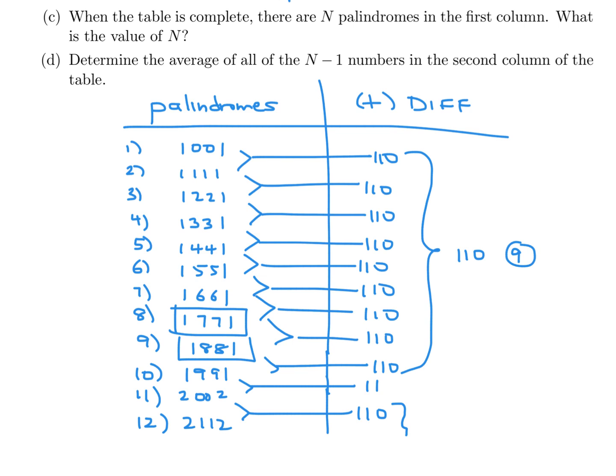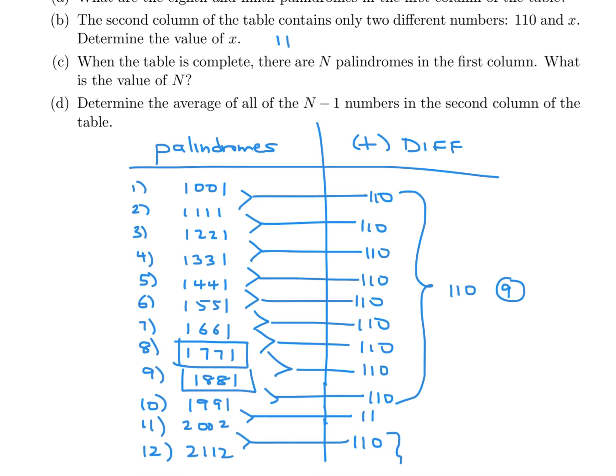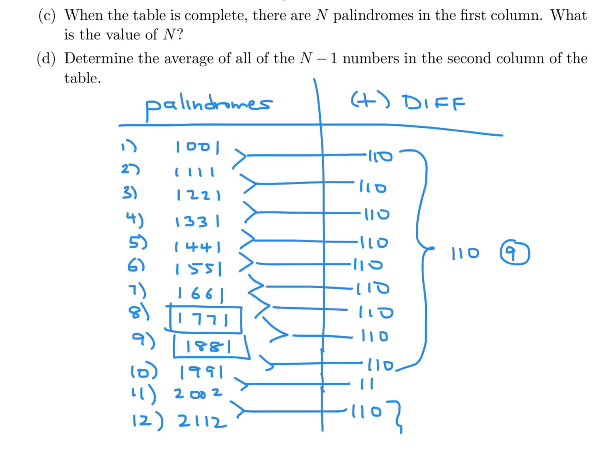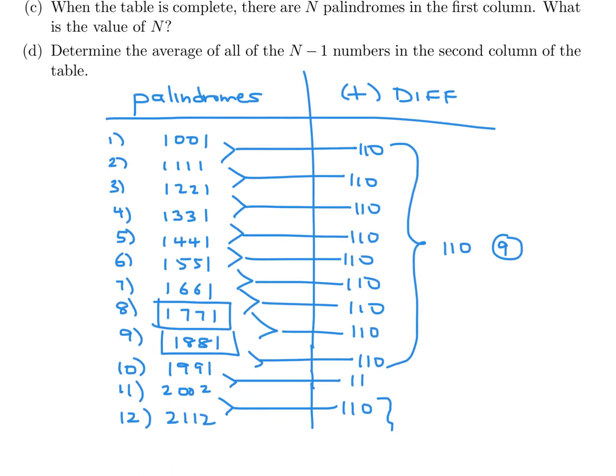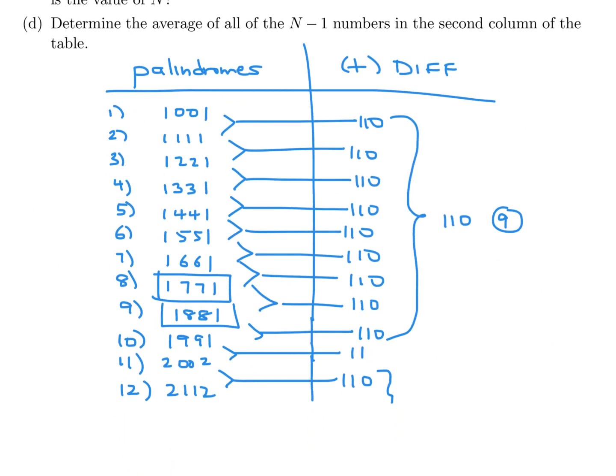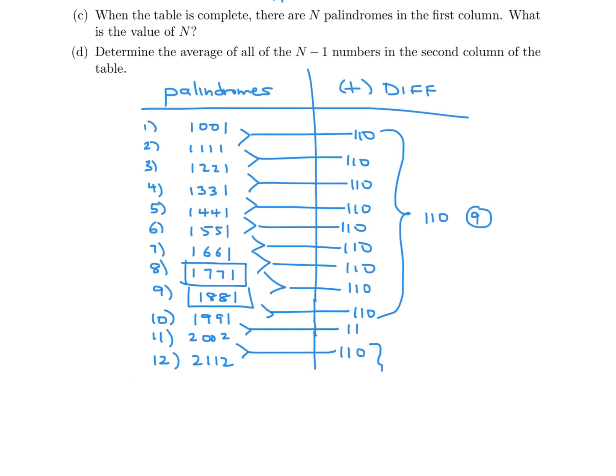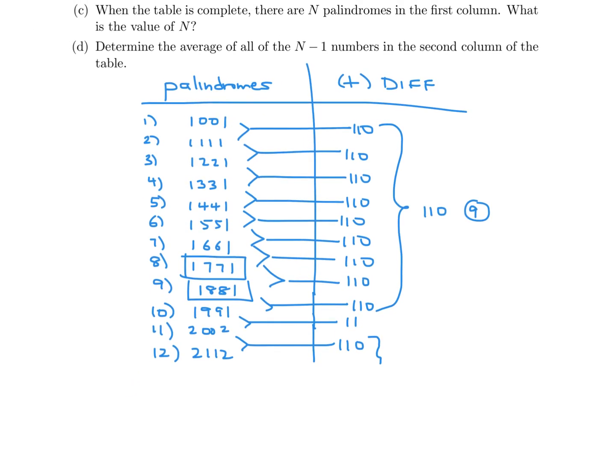When the table is complete, there are n palindromes in the first column. What is the value of n? Okay, so the table is going from 1,000 to 10,000, right? Obviously I'm not going to draw them all out. So we're going to have to figure out a system of trying to come up with the number n. That system should not be that hard. Let's see if I can figure this out.